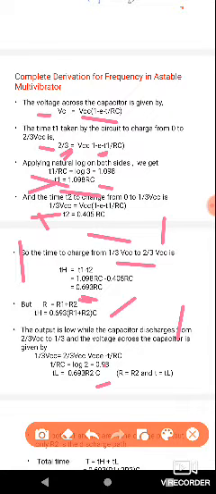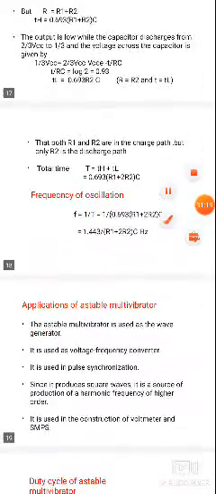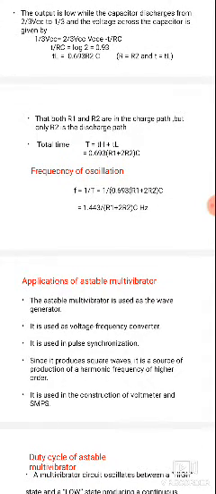Charging position we can get from T1 minus T2, and discharging position is from 2 by 3 VCC to 1 by 3 VCC, that is nothing but discharged through R2 resistance. Both R1 and R2 are in the charging path. R2 is the only discharging path. Total time T equals TH plus TL, that is nothing but 0.693 into R1 plus R2 into C.